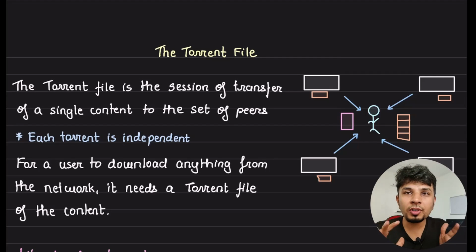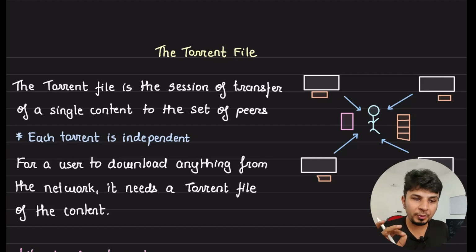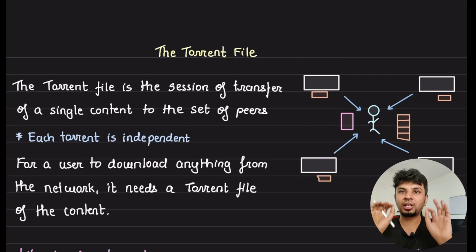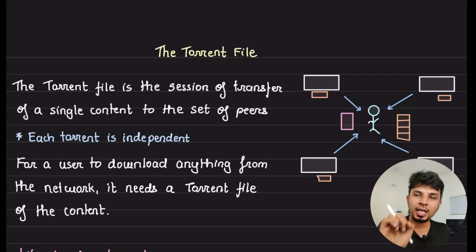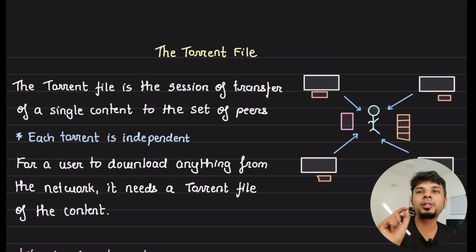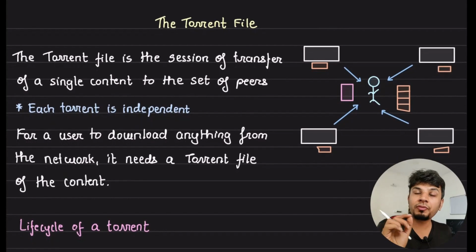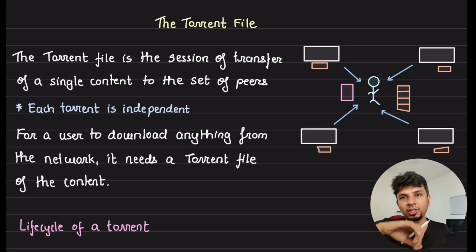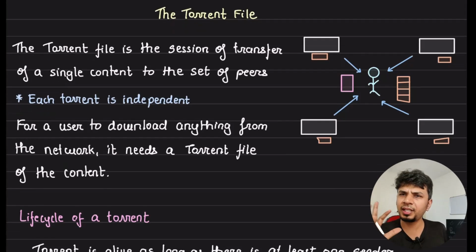So when a user wants to download any file from the torrent network, it needs a .torrent file. The .torrent file holds the information about the file that the user wants to download. For example, if you'd want to download an Ubuntu operating system from the torrent network, that Ubuntu operating system ISO image would have a torrent file. You download the torrent file, which has the meta information about the particular image, and then you can go to the network and download the file with the usual flow.